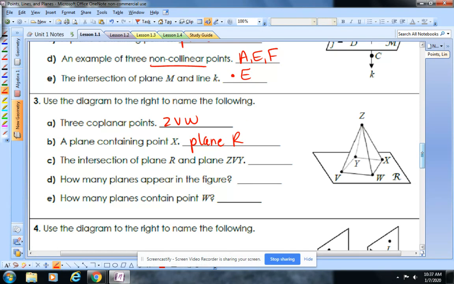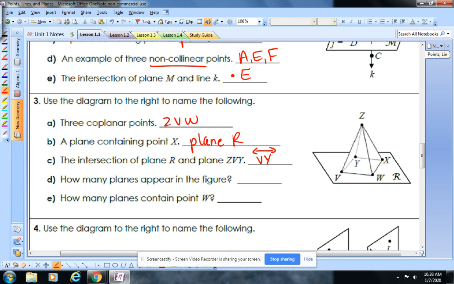C says the intersection of plane R and plane ZVY. Well, ZVY is this side over here, right? 2 planes intersect to form a what? A line. So what's the name of the line that's the intersection of ZVY, this far side over here, and plane R? Line VY. Very good. Or YV. It doesn't matter.